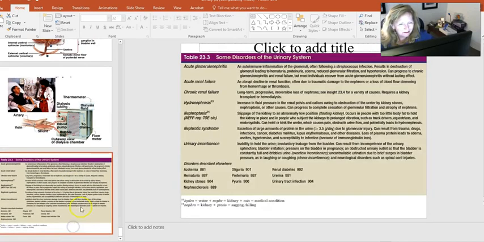The last slide is showing you some disorders of the urinary system. I have also included that as a Word document, but these are some of the things that you would want to look at. Most of these we have actually talked about.